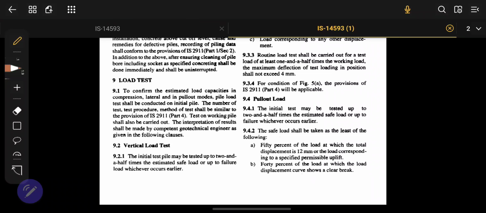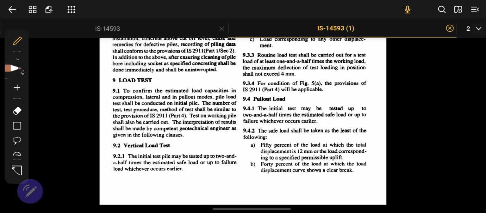So, load test. There are two types of load test in broad category. One is the initial load test, which is performed on piles which are not working piles, meaning they are not used in the structure. They are separately cast and then tested up to failure. Then we have the routine test. In the routine test, the piles are loaded to a slightly lesser load, and these routine test piles can be used in the structures. All the initial load tests are done up to 2.5 times the estimated safe capacity.